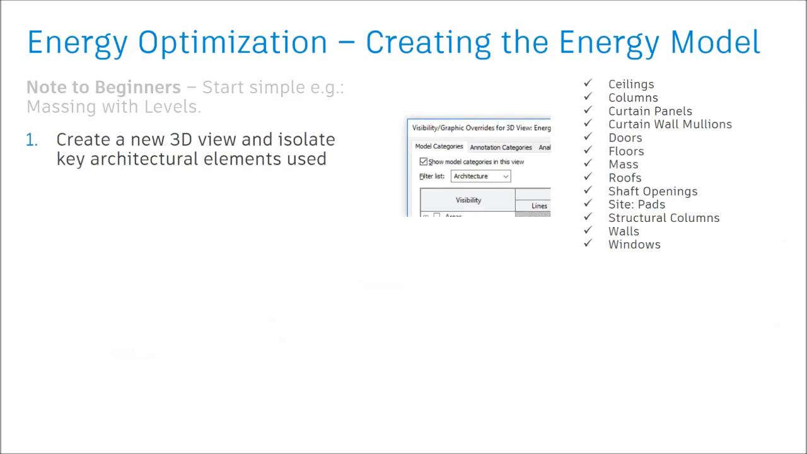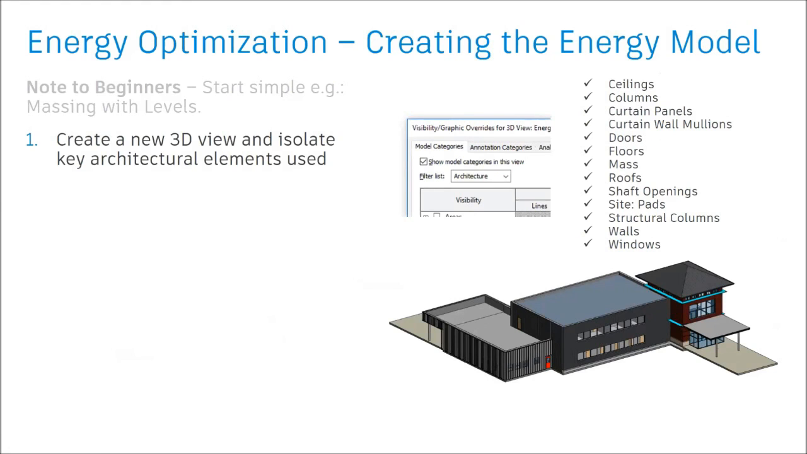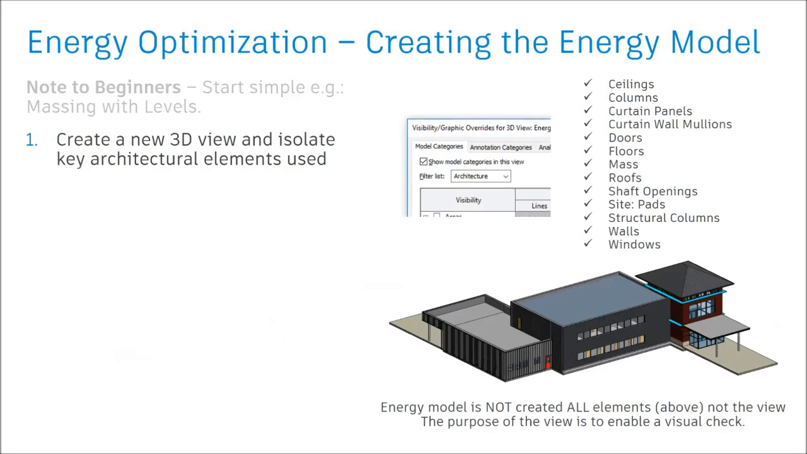So first of all, create a new 3D view and isolate the key architectural elements used in the model. So just go into visibility and graphics and basically disable everything except these elements here. And you'll see that these are all the key architectural elements, like walls, floors, roofs, windows, et cetera, right? What you get then is you get to see what the energy model algorithm is going to see, okay? And it's not because Revit, the energy model creation is not created from a single view. It's created from all elements in the model, not just the view. The purpose of the view is just to enable a quick visual check.